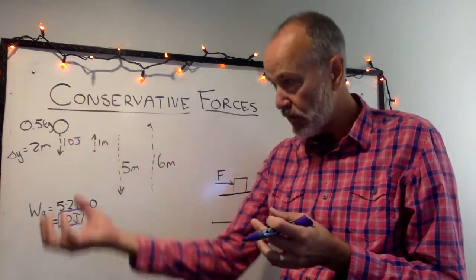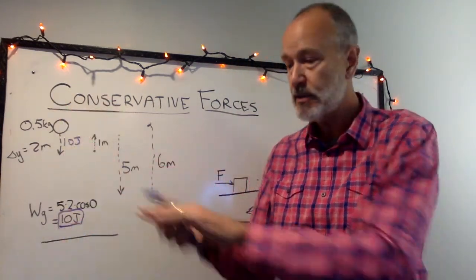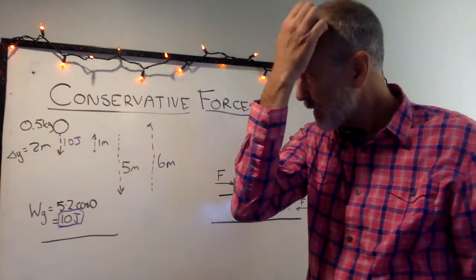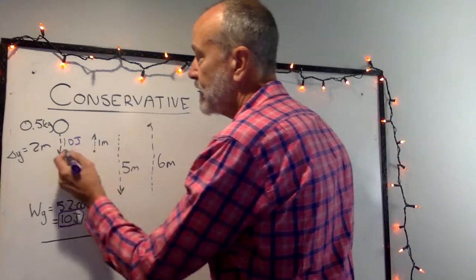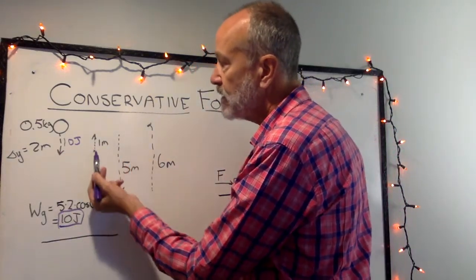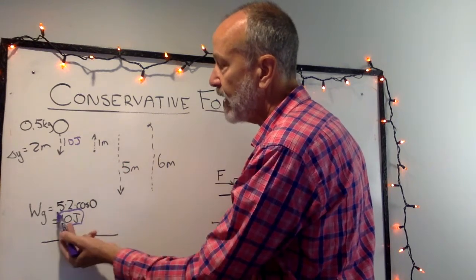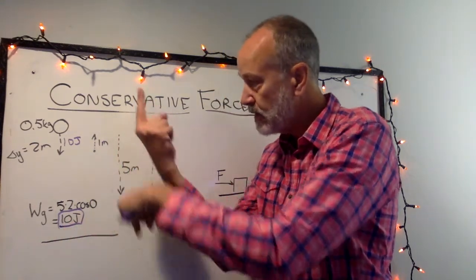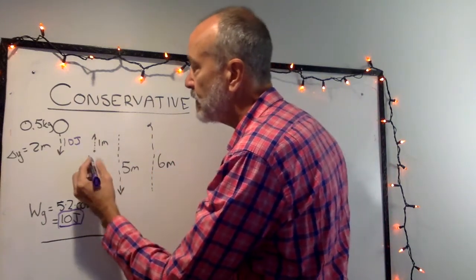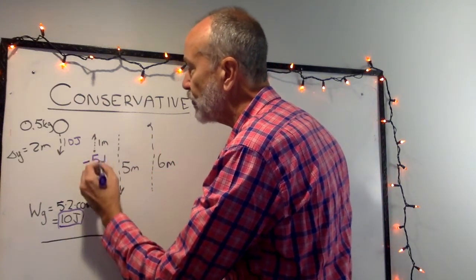I am holding it as it goes down. That's all I'm doing, applying an upward force. So there's 10 joules of work done by gravity. Now, if I find the work for raising it 1 meter, it's going to be 5 times 1 times the cosine of 180. So work done by gravity is negative 5 joules.